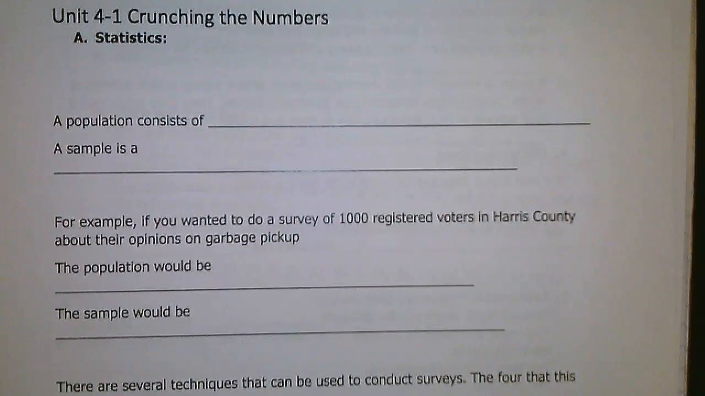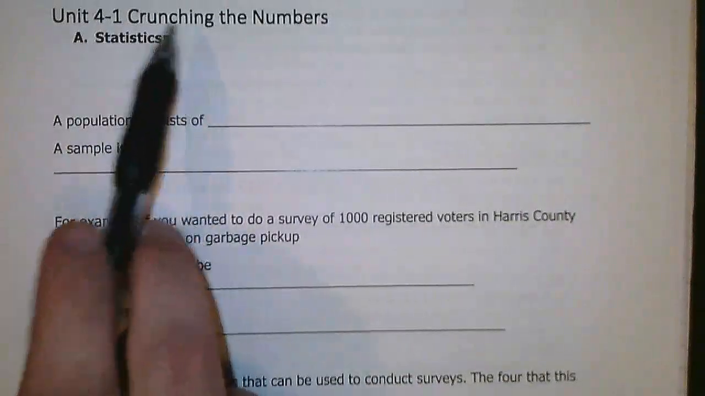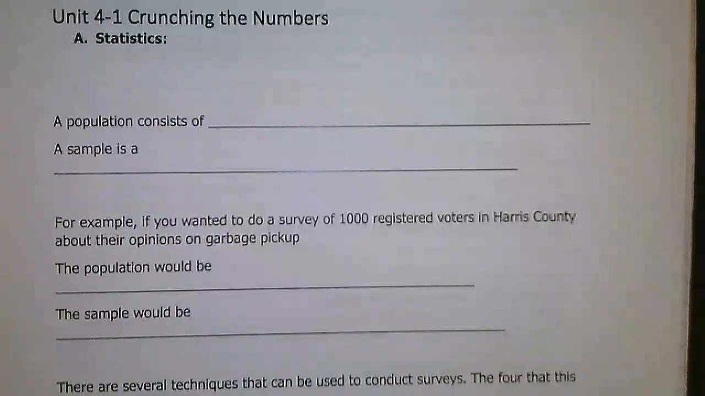All right, let's look at the beginning of our stats section of the ACM course, looking at statistical information. Unit 4.1, crunching the numbers.